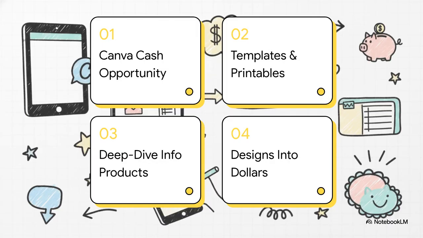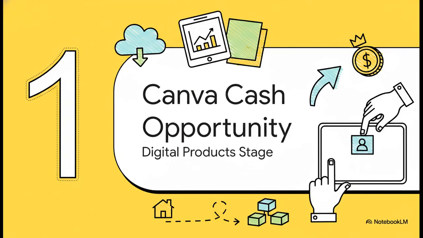Okay, here's our roadmap for the explainer. First, we'll look at the Canva Cash opportunity. Second, templates and printables. Third, deep dive info products. And finally, turning designs into dollars. Let's get into it. Section 1.